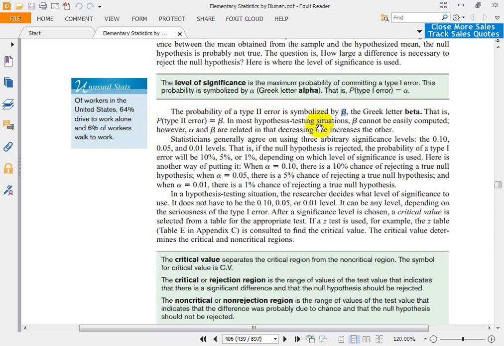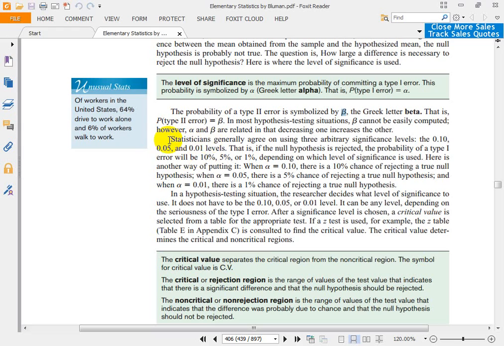In most hypothesis testing situations, beta cannot be easily computed. However, alpha and beta are related in that decreasing one increases the other. So that is the issue, obviously. So that is beta and alpha. So if alpha is increasing, beta is decreasing, and vice versa.